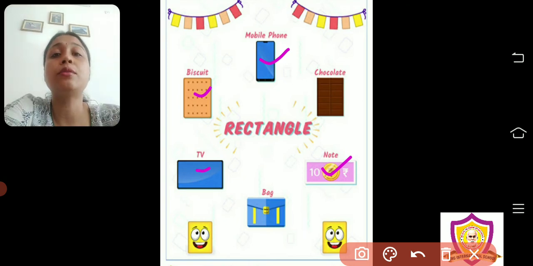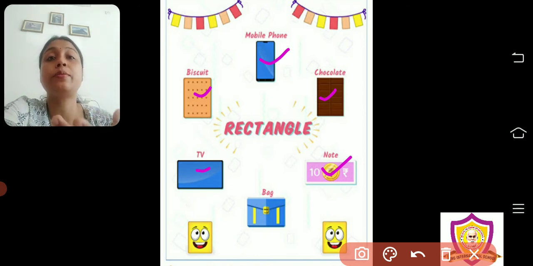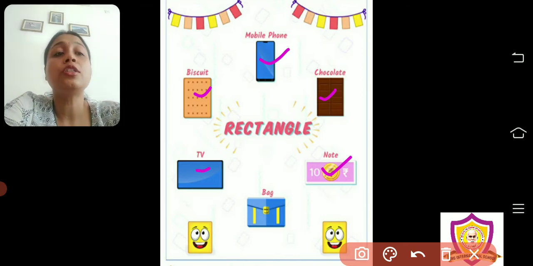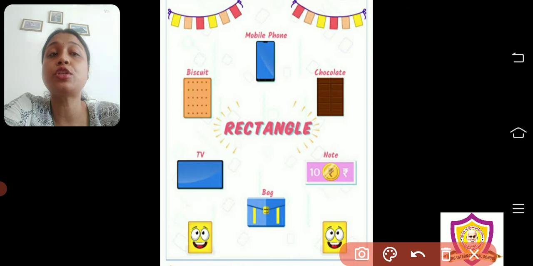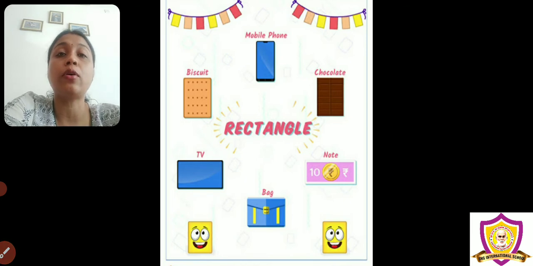Okay, now come to the next object, that is chocolate. Yes, when you receive a chocolate bar, maybe it is 5-star, Kit Kat, Dairy Milk. If you observe the shape, it is rectangle. It has four sides but all sides are not equal. Only opposite sides are equal. Now children, we have discussed two shapes, right? Rectangle and square. Those have four sides and those objects we have observed.